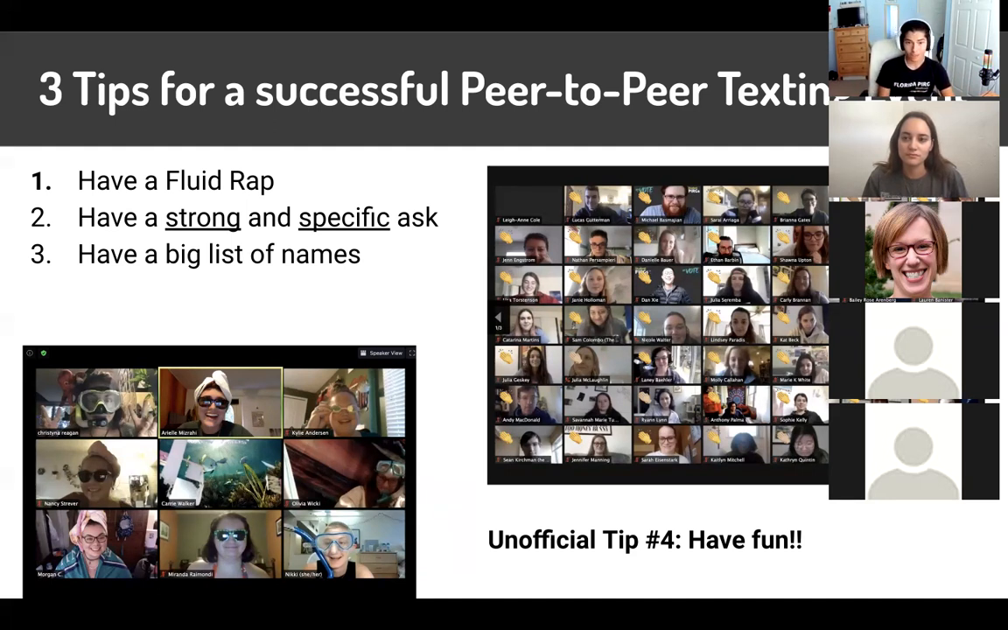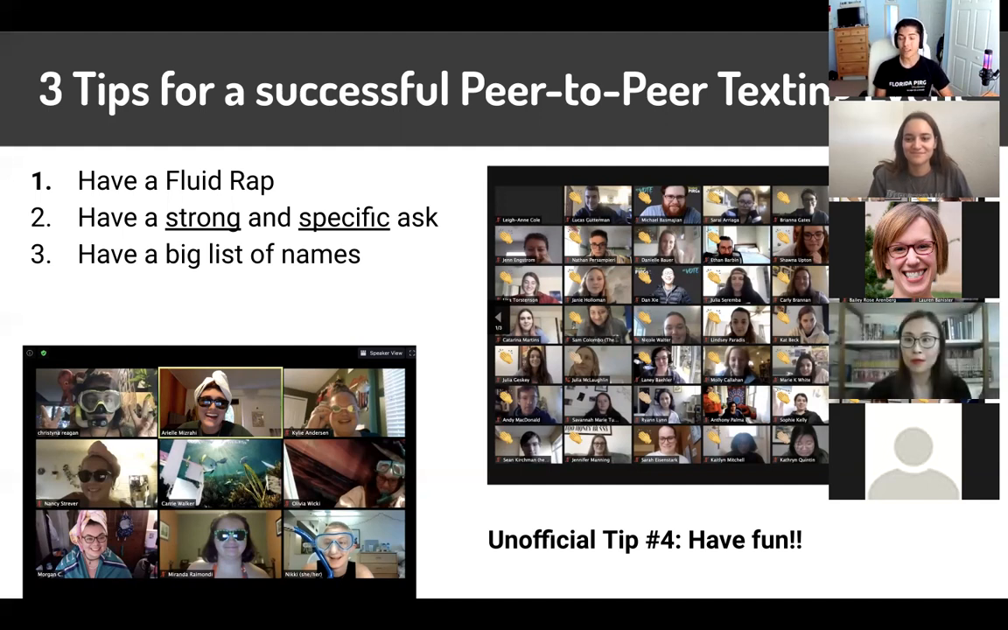Another great example of having a big list of names could be a membership list if you are running a club or an organization. And then my fourth unofficial tip is to have fun. Phone banks and text banks can be very boring, monotonous, and that's not what you want to have when it comes to a voter registration event.